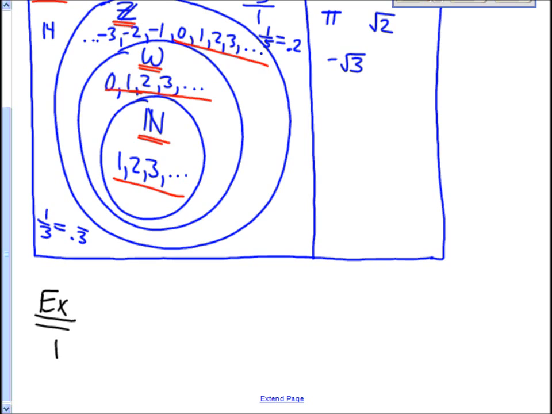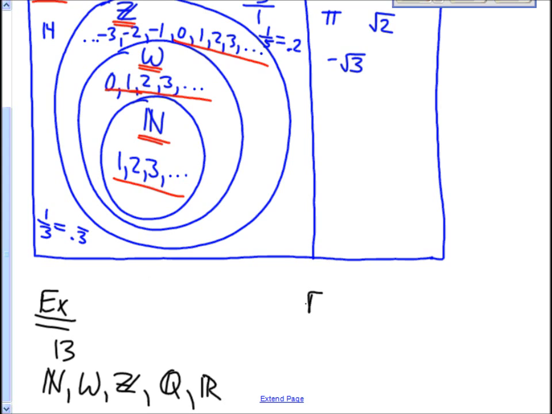13 is a member, well, 13 is a natural number, it's also a whole number, so it's also an integer, 13 over 1, so it's rational. And of course, it's a real number too. That's if you're to name all the sets to which that one belonged.